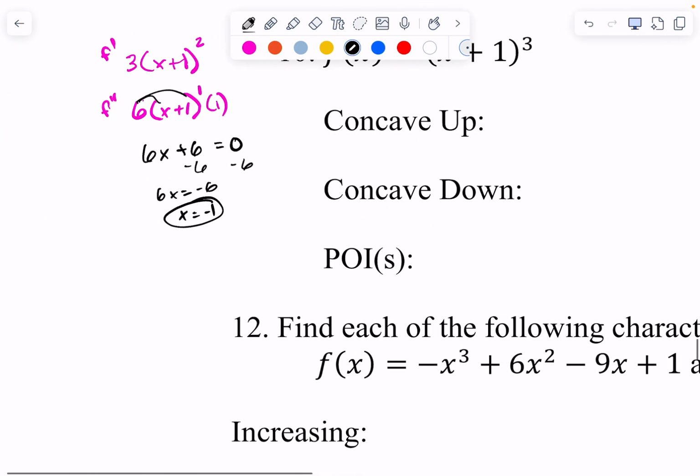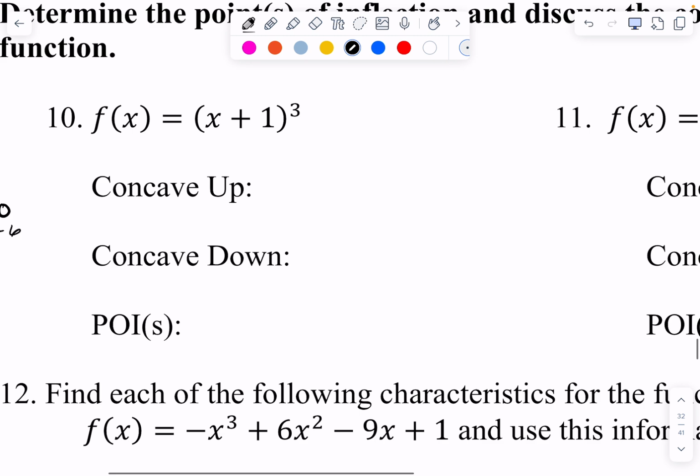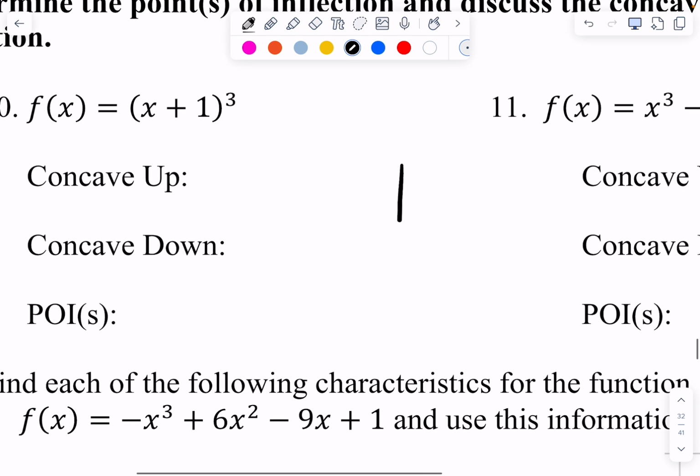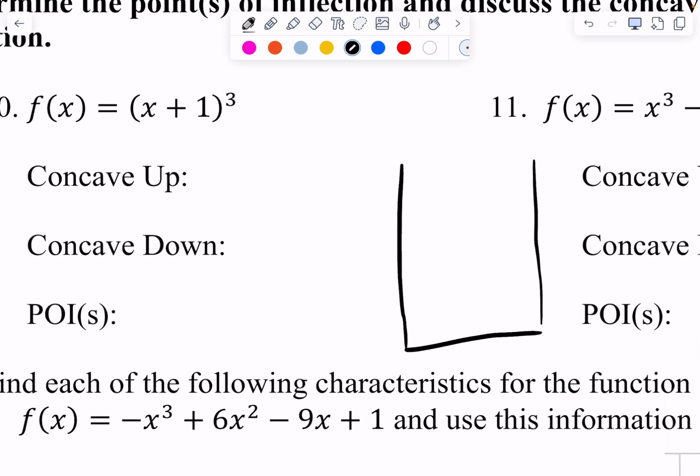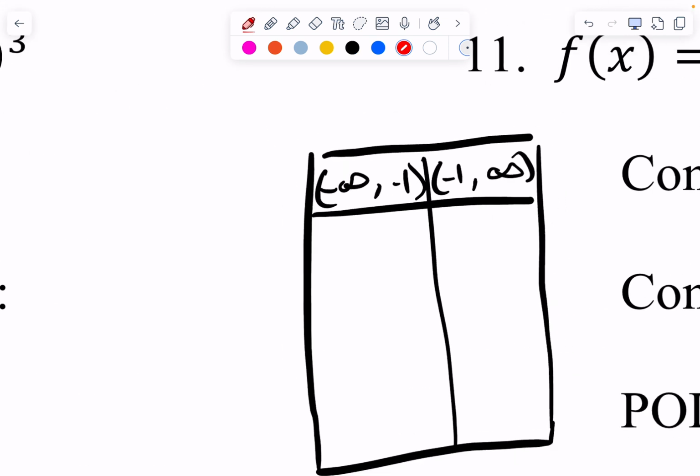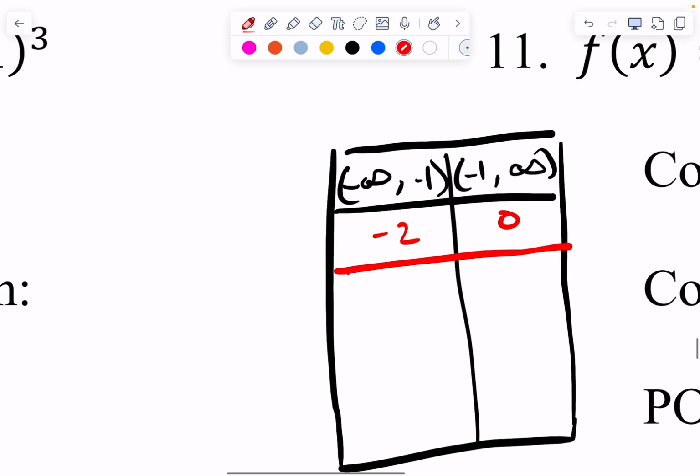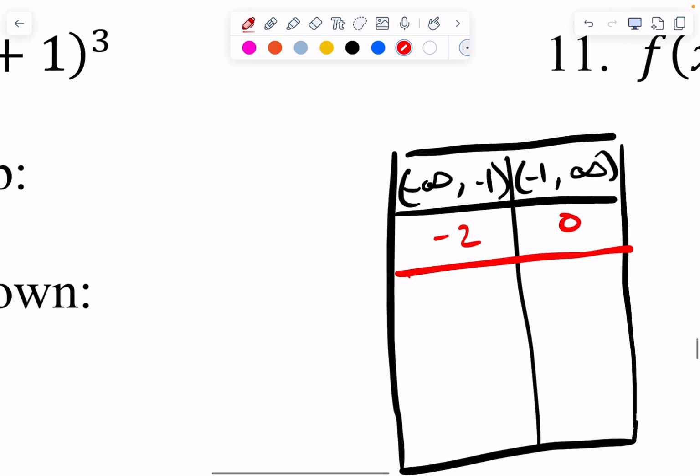And I need to do a table, and I don't know where to do that at. Let's do them right here. Table. How many columns on my table? 2. Going from -infinity to -1. Going from -1 to infinity. What points do you want? -2 and 0. Sounds good. And we are plugging into which one? The second derivative. We're plugging into the second derivative.